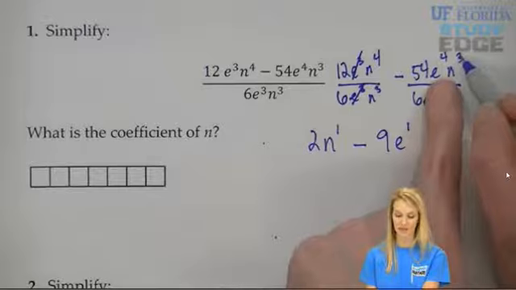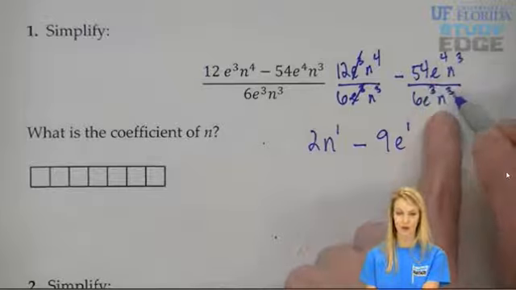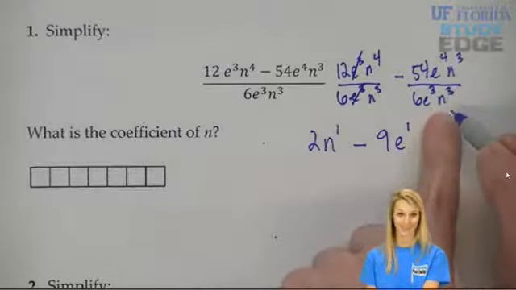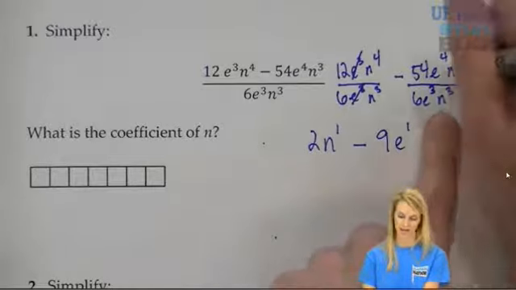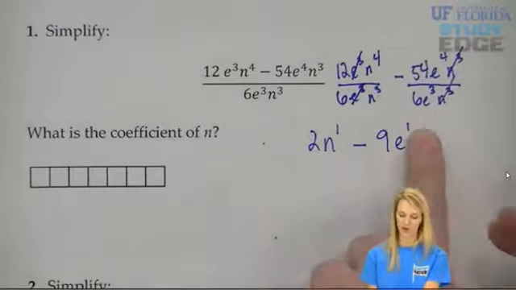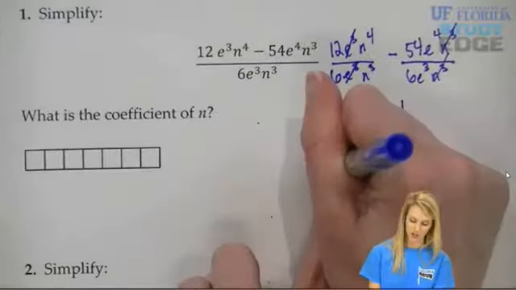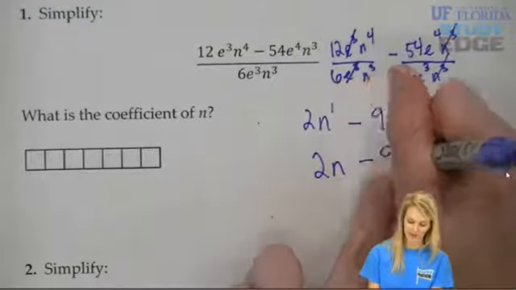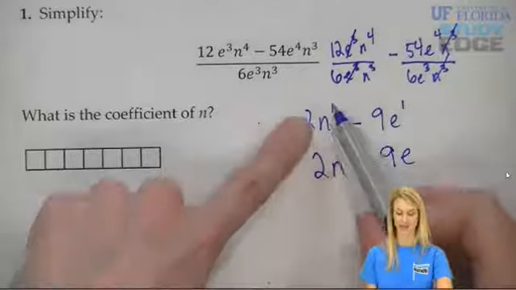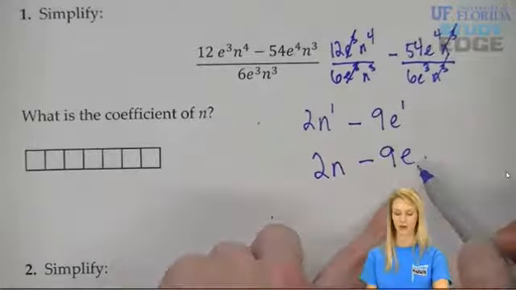Well, we have an n to the third here and an n to the third. What's that mean? They cross out with each other, right? Our n's are going to cross out, so there isn't going to be any n left over. So our final answer is just 2n minus 9e, since n to the first power is just n, and e to the first power is just e.